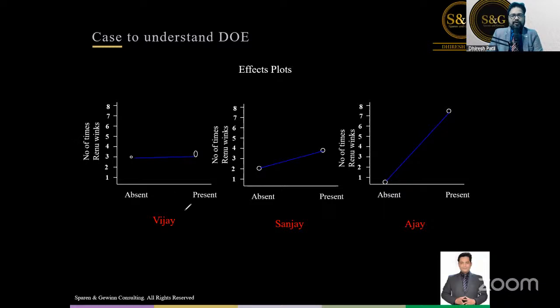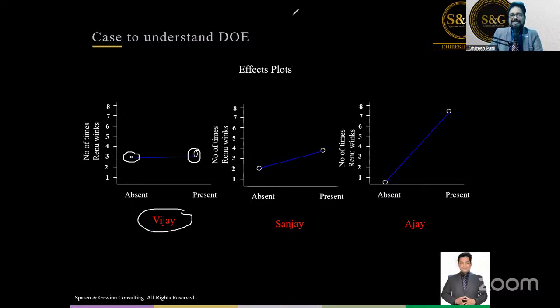Now the first one is Vijay. When Vijay was absent, Sia smiled 3 times. When Vijay was present, Sia smiled for 3 times. So, Vijay's absence or presence.